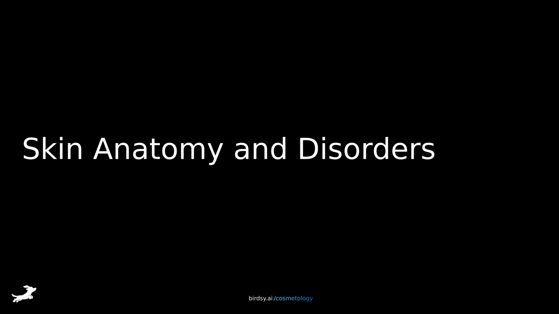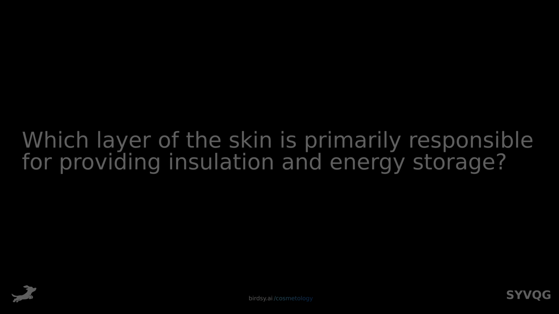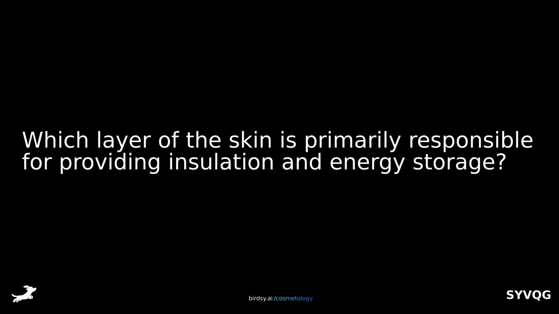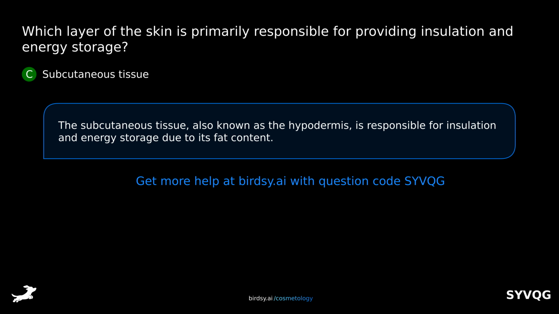Skin anatomy and disorders. Layers and functions of the skin: epidermis, dermis, subcutaneous tissue. Which layer of the skin is primarily responsible for providing insulation and energy storage? Is it A, epidermis, B, dermis, C, subcutaneous tissue, or D, stratum corneum? The answer is C, subcutaneous tissue. The subcutaneous tissue, also known as the hypodermis, is responsible for insulation and energy storage due to its fat content.